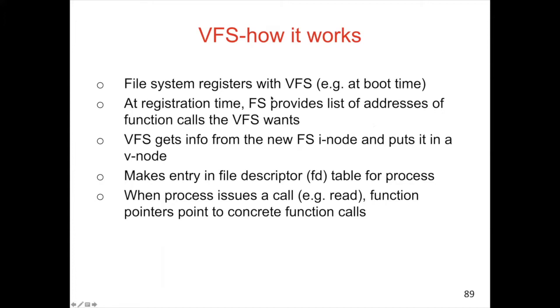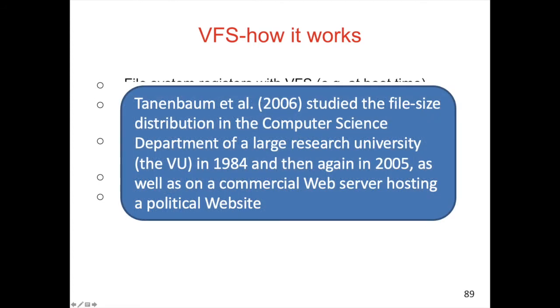File system registers with virtual file systems, for example at boot time. At registration time, the file system provides a list of addresses of function calls the virtual file system wants. Virtual file system gets information from the new file system inode and puts it in a virtual node, makes an entry in the file descriptor table for processes. When a process issues a call, for example a read, function pointers point to concrete function calls.